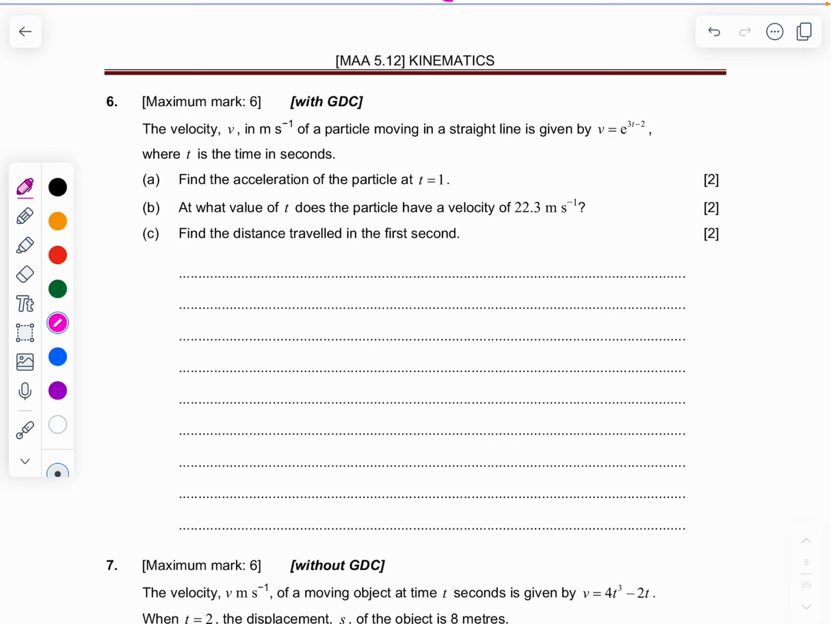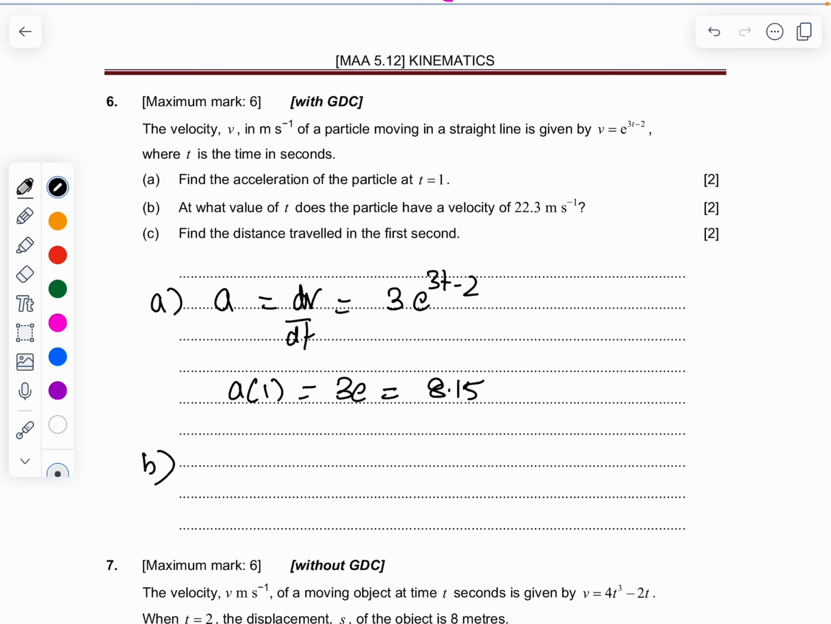Question number 6. The velocity v in meters per second of a particle moving in a straight line is given by this. Find the acceleration at t equals 1. So acceleration equals dv upon dt, which is 3e to the power of 3t minus 2. And acceleration at 1, plug in, is 3e, which is 8.15.